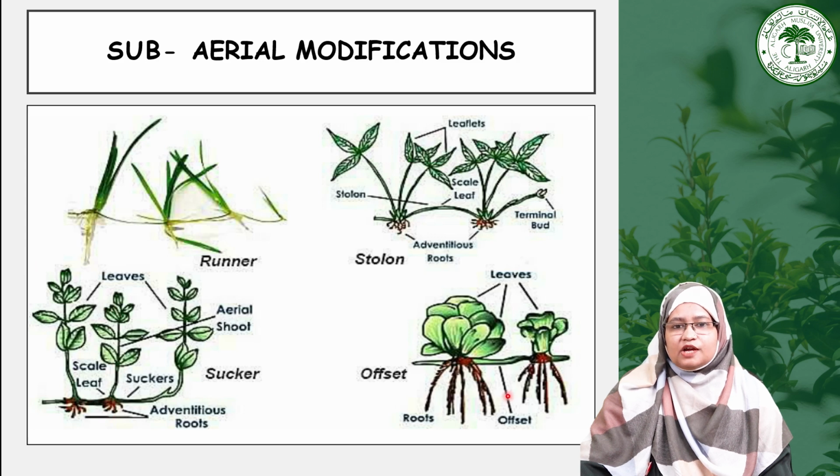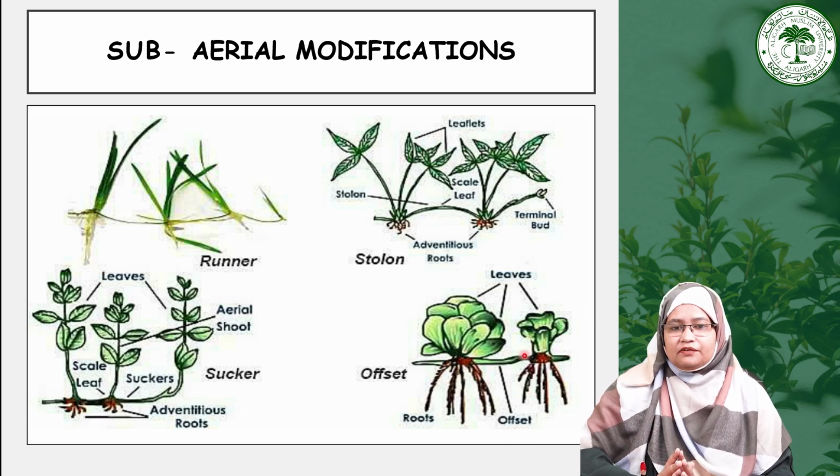Then the fourth type of subaerial modification is the offset. It is just like a runner, but the offset is present in hydrophytic plants, like aquatic plants such as Eichhornia or Pistia. As you can see, this one is the Pistia, and this is the offset stem. This offset runs on the water surface, and from the nodal regions of this offset, leaves are present on the upper side and adventitious roots originate from the lower surface. So offset is just like a runner, but is present in aquatic plants.